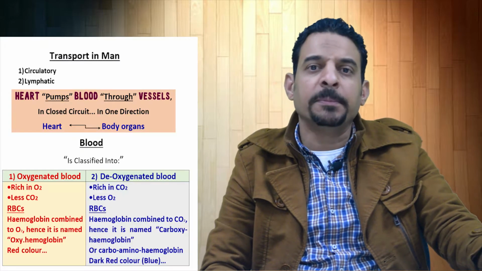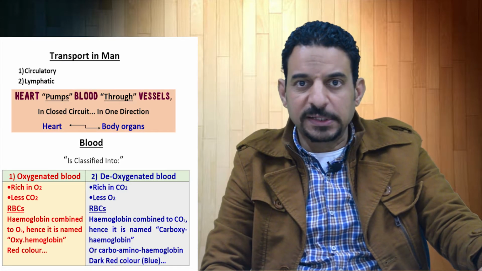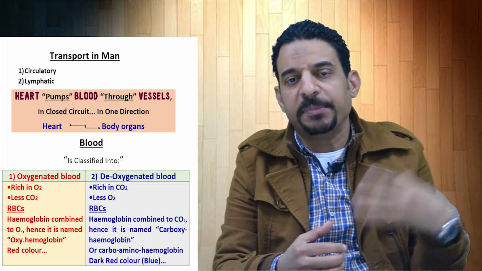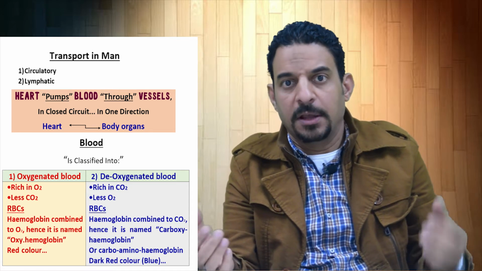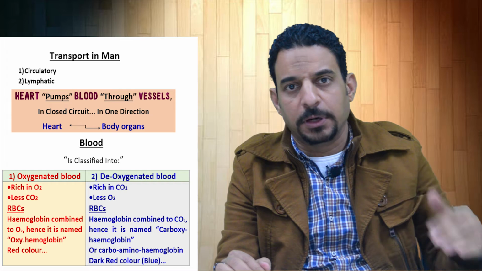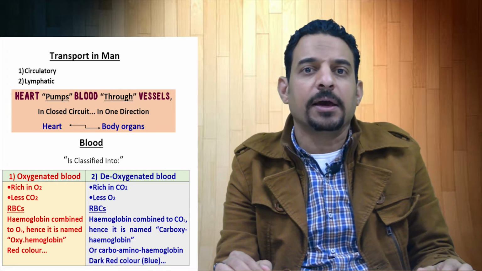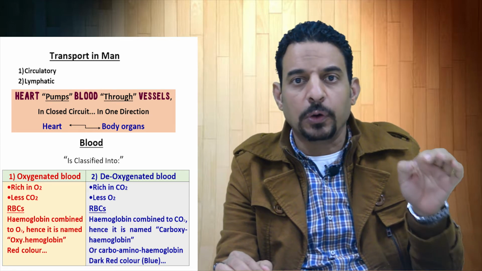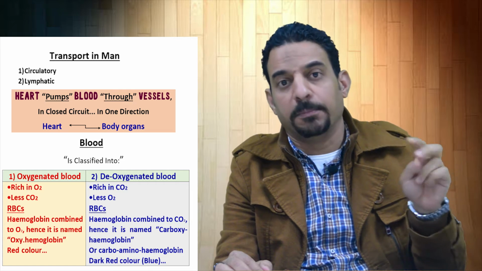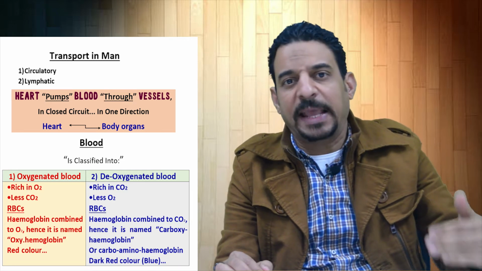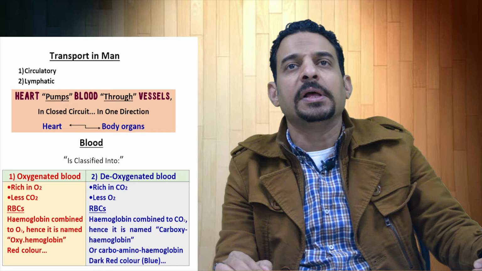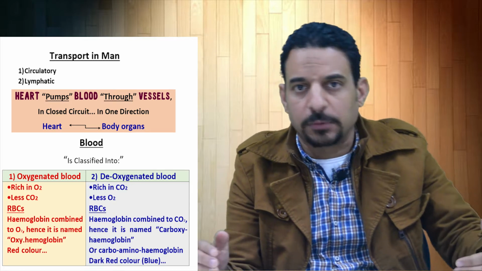سريعا كده عايزين نعرف أولا the circulatory system of human formed of what? It is formed of the heart that pumps blood through blood vessels in a closed circuit between the heart and the body organs. But before explanation of heart parts and so on, we should know the difference and the types of blood. Blood is divided into two types according to if it was rich in oxygen or carbon dioxide.